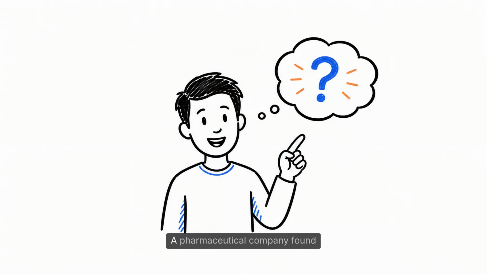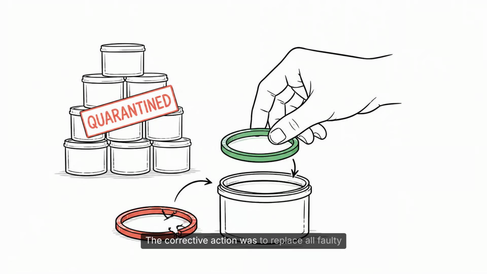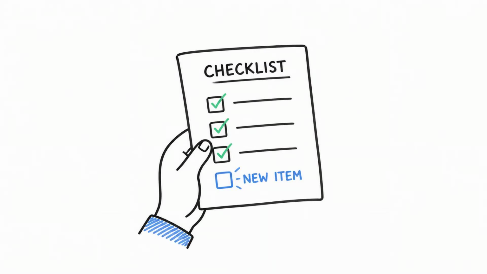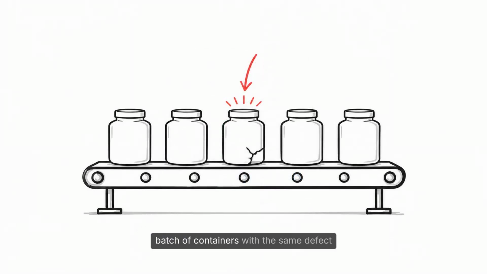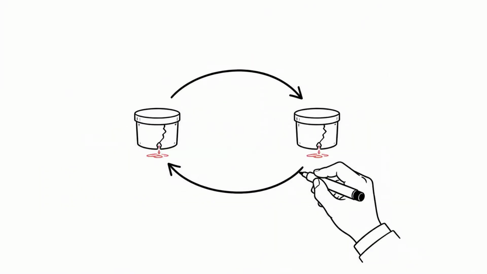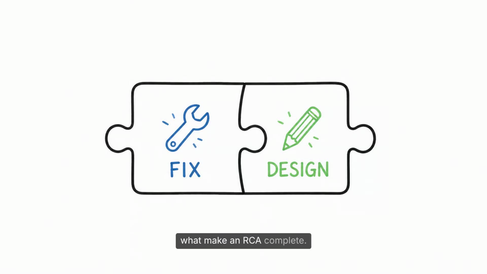Here's a real example. A pharmaceutical company found contaminated batches traced to a faulty seal on a storage container. The corrective action was to replace all faulty seals and quarantine the affected batches. The preventive action was to add seal integrity testing to the incoming inspection checklist for every new container delivery. Without that preventive step, the next batch of containers with the same defect would cause the same problem all over again. Fix what broke, then design out the conditions that allowed it to break in the first place. Both actions together are what make an RCA complete.